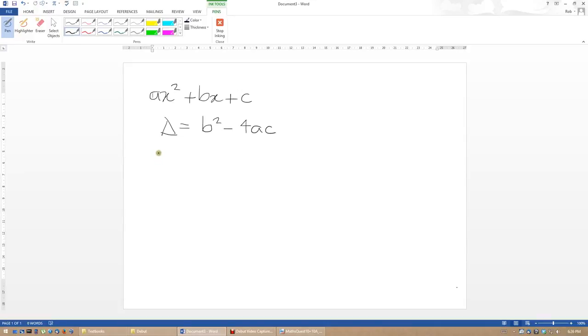One of three things can happen with the discriminant. Firstly, the discriminant could end up being a number greater than 0. If this is the case, we have two real solutions. So if we were to graph that, our quadratic would come through and cross the x-axis twice.